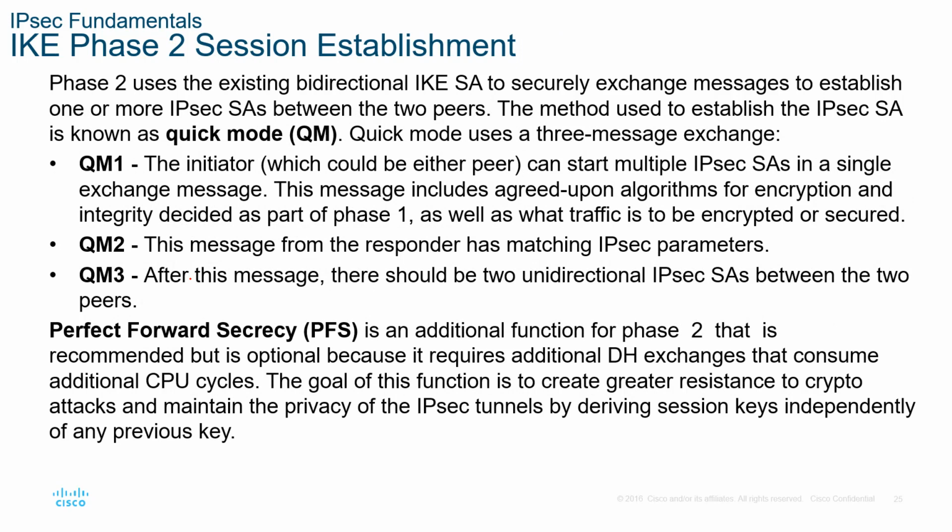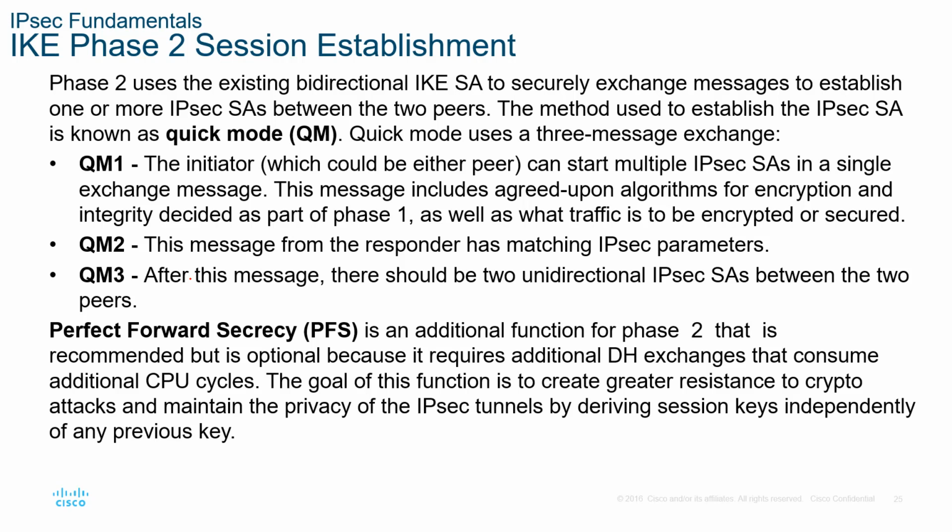After we've done our Phase 1, we have to worry about our Phase 2 session establishment. There are a few different ways to do this. Through IPsec SAs, we have what's known as quick mode, or QM. Quick mode will use a three-message exchange, QM1, 2, and 3. With QM1, the initiator can start multiple IPsec SAs in a single exchange method. With QM2, this message from the responder has to match the appropriate IPsec parameters. QM3: after the QM2 message has been received, there should be two unidirectional IPsec SAs between the two peers.